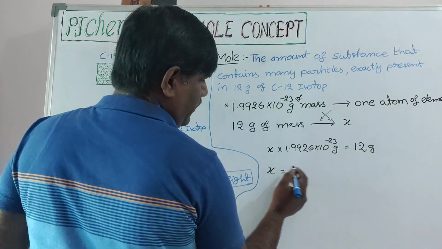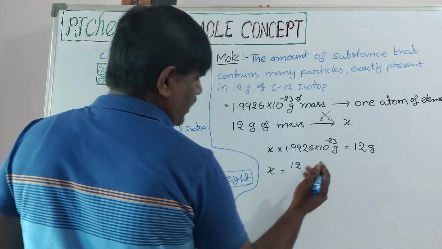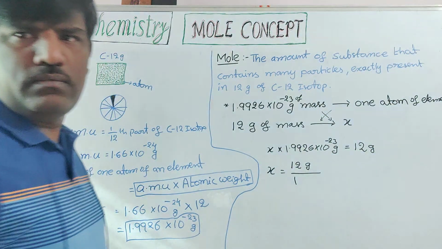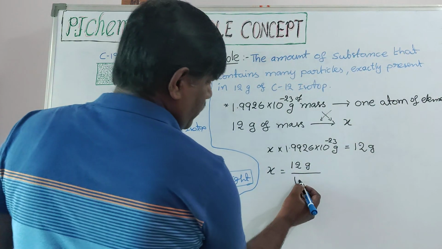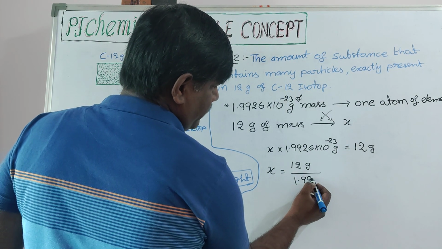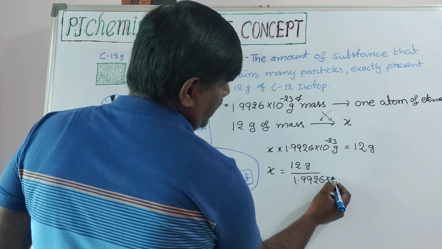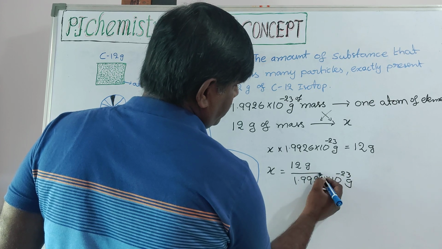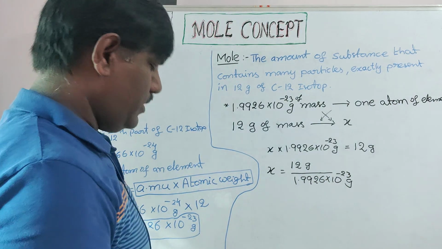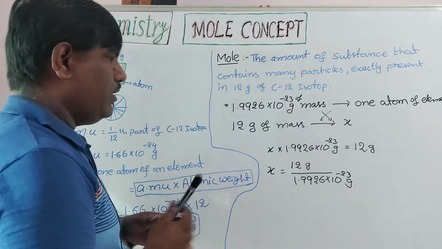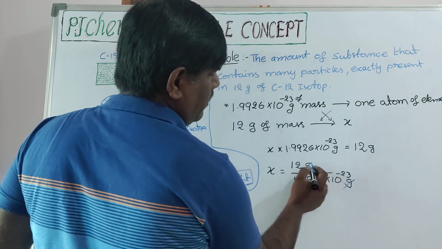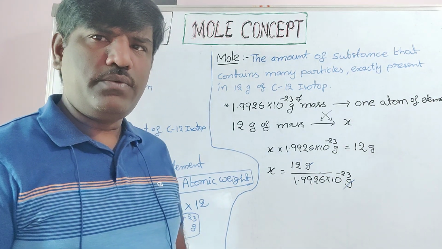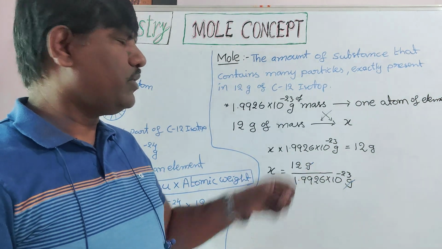Here, the multiplication, if you send it to the right side, it will divide. 12 grams divided by 1.9926 into 10 to the power of minus 23 grams. So here, grams cancel. 1.99 is nothing but approximately 2. So 2 sixes are 12.